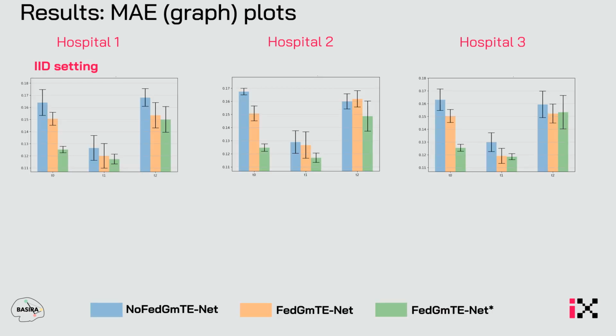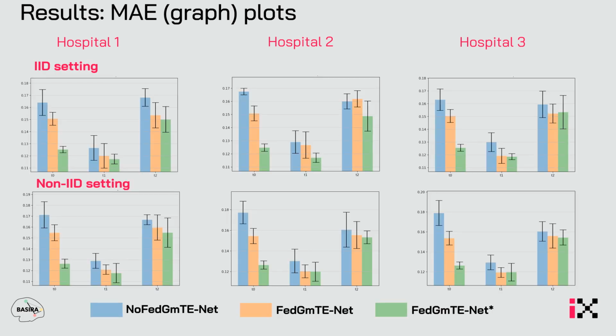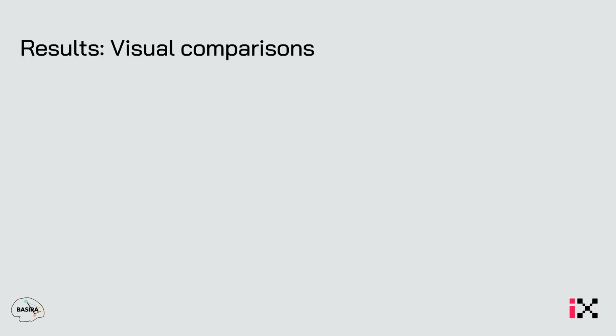Here, we can see the MAE graph results across hospitals first for the IID setting and second for the non-IID setting. In both cases, it is clear to see that our method significantly outperforms the alternatives across almost all scenarios. For more experimental numerical results, you can also check our paper.